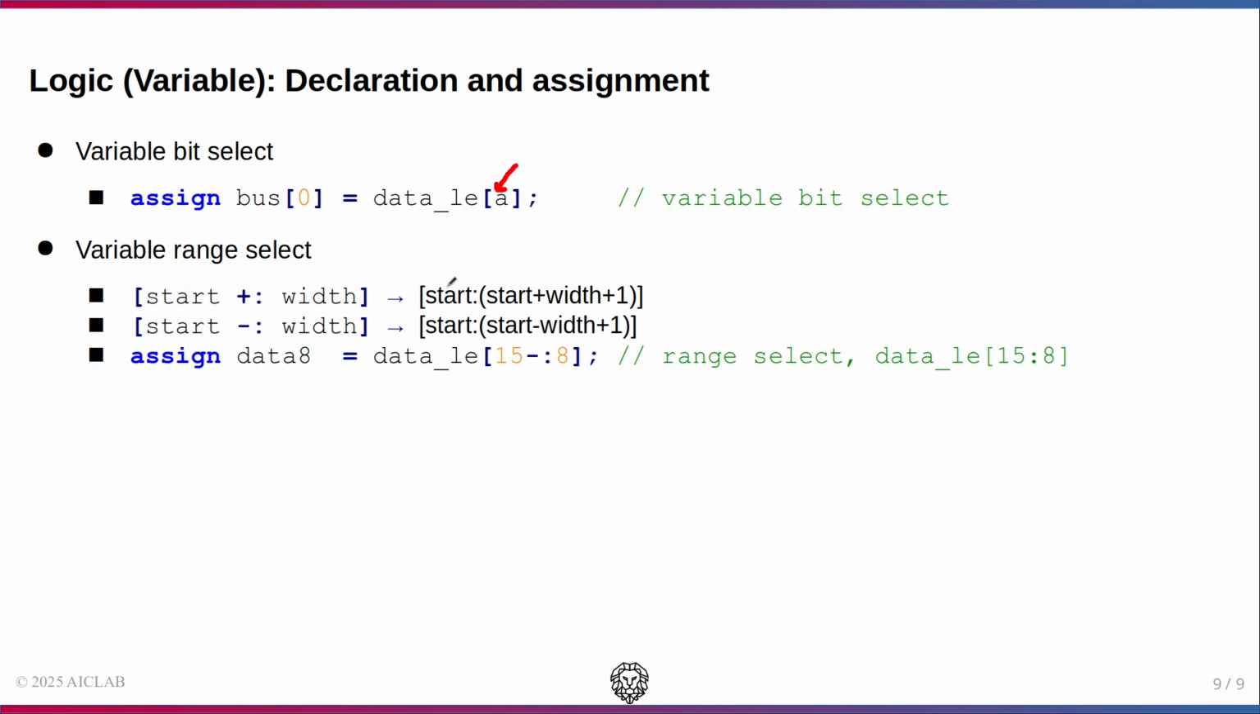So this syntax is translated to the syntax shown here. So consider this example. We want 8 bits, which start from bit 15 and go downward. So it is equal to 15 down to 8.